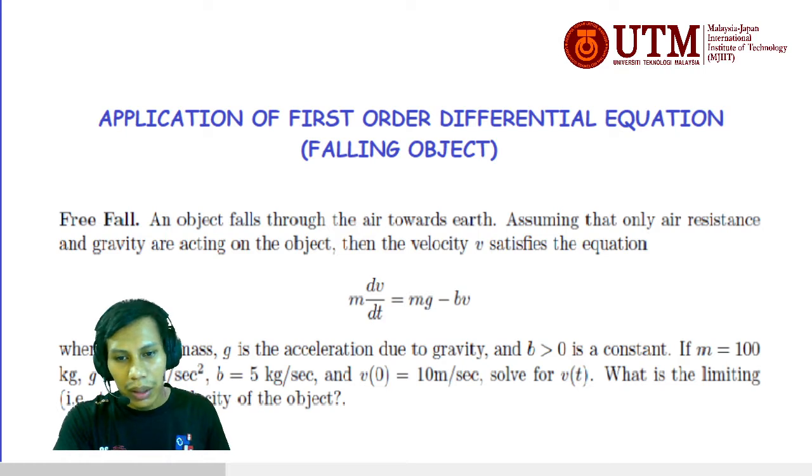This assignment is about the application of first order differential equation. And this is the question here. An object falls through the air towards Earth, assuming that only air resistance and gravity are acting on the object. Then the velocity v satisfies the equation m dv/dt equal to mg minus bv. So from here, we know there are two forces, which are air resistance and gravity, acting on the object.